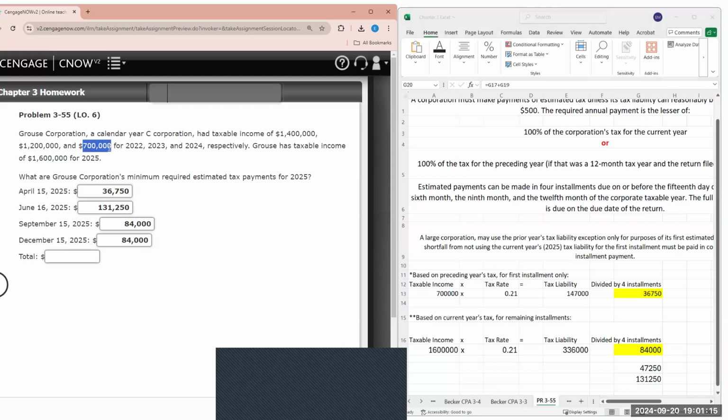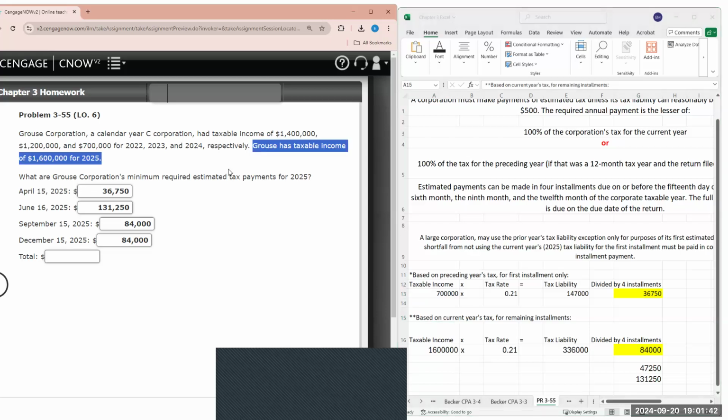So again, for the first quarter, we used the preceding year's tax, which the problem let us know for 2024, taxable income was 700,000. Corporations have a flat tax rate of 21%. So 700,000 multiplied by 21 equals 147,000. We divided it by 4 installments. So that is why for April 15th, the first installment is 36,750.